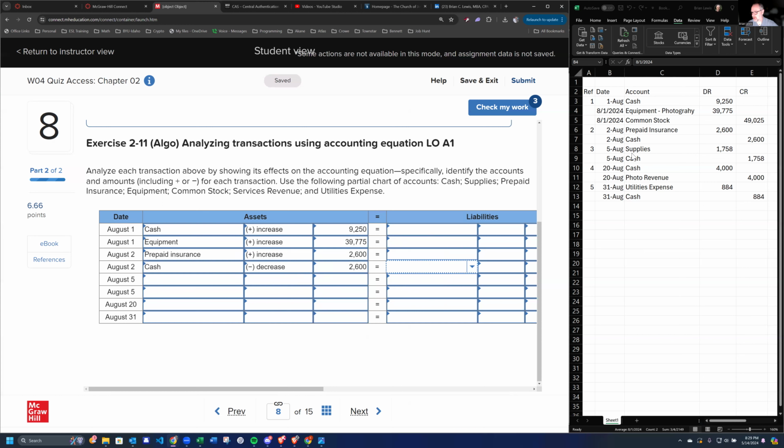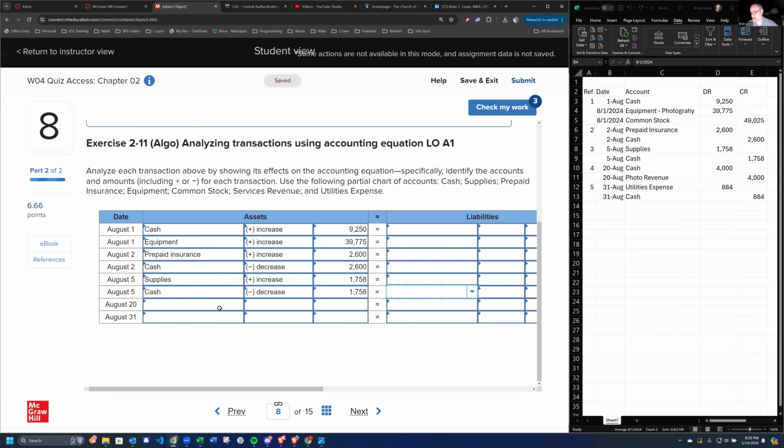On the fifth, they got two on the same thing as well. So we're going to assume that supplies is an asset because that's what they show all the time. So let's start with an asset, the supplies. There it is, supplies. It's going to be an increase in supplies for 1,758. And we're going to have a decrease in cash, a decrease in cash for 1,758.